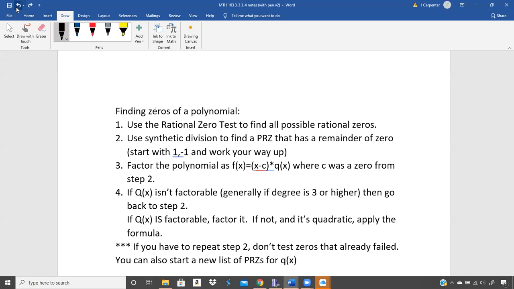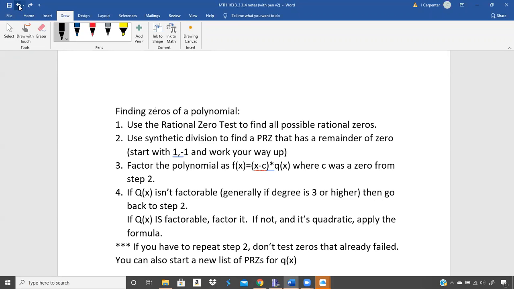All right. So once you do that, if that quotient isn't factorable, generally meaning it's got a degree of 3 or higher, if it's quadratic, then you're going to factor it or do the quadratic formula or complete the square or square root property, which is the plus or minus square root, whatever would work for it. But if that's a cubic or higher, usually you're going to have to just go back to step 2, which is do the synthetic division to find one that spits out a remainder of 0. So there's a repeating process here.